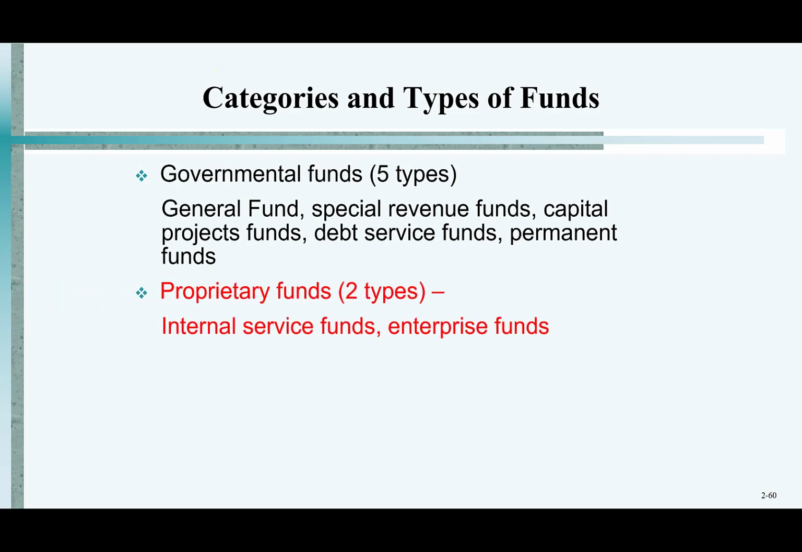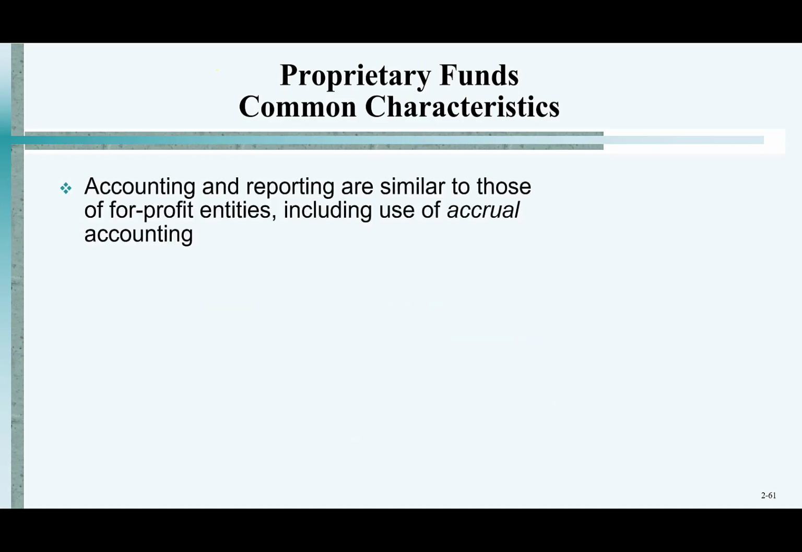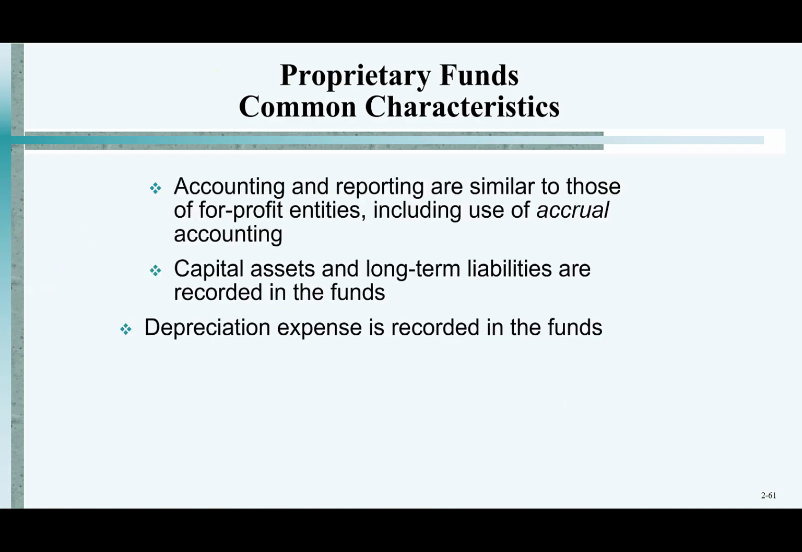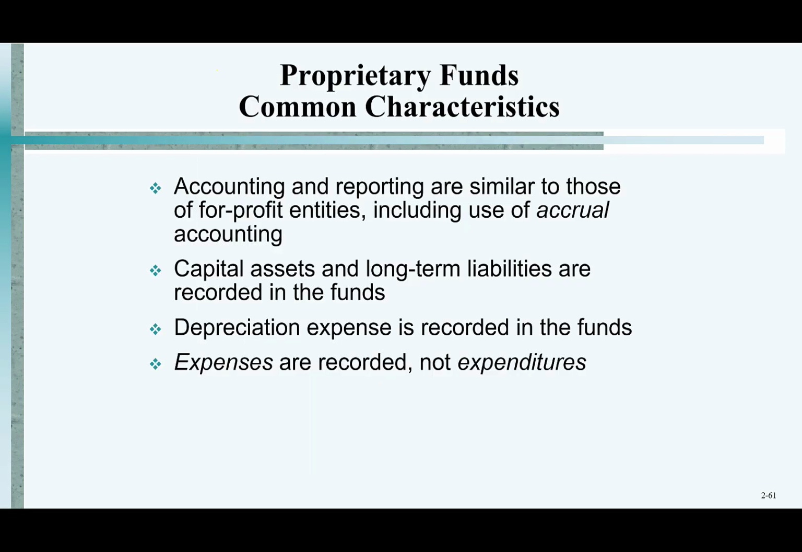Now, we have our proprietary funds. There are two of them, the Internal Service Fund and the Enterprise Fund, right? Okay? And so what happens? When we look at these funds, we're back on full accrual accounting. So we will be having equipment, we'll be having depreciation, we'll be having long-term debt, right? We get into these in more detail in Chapter 7.